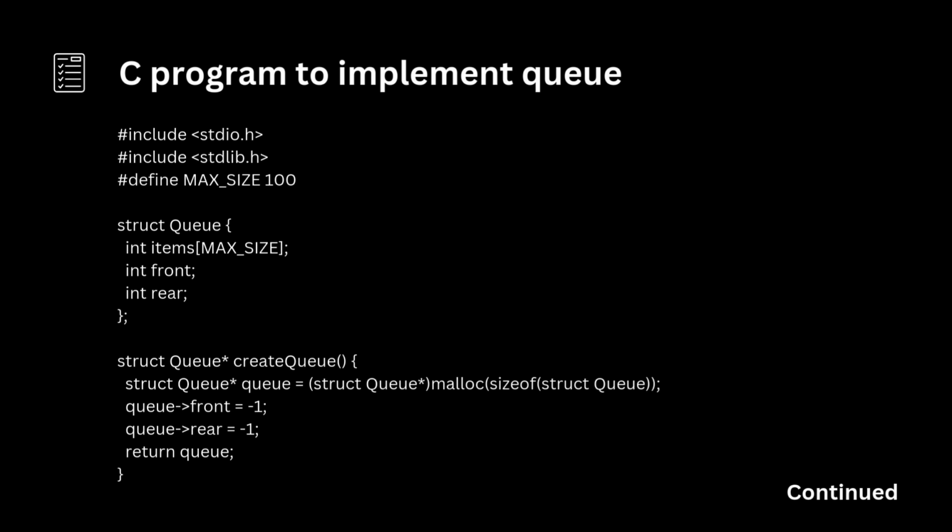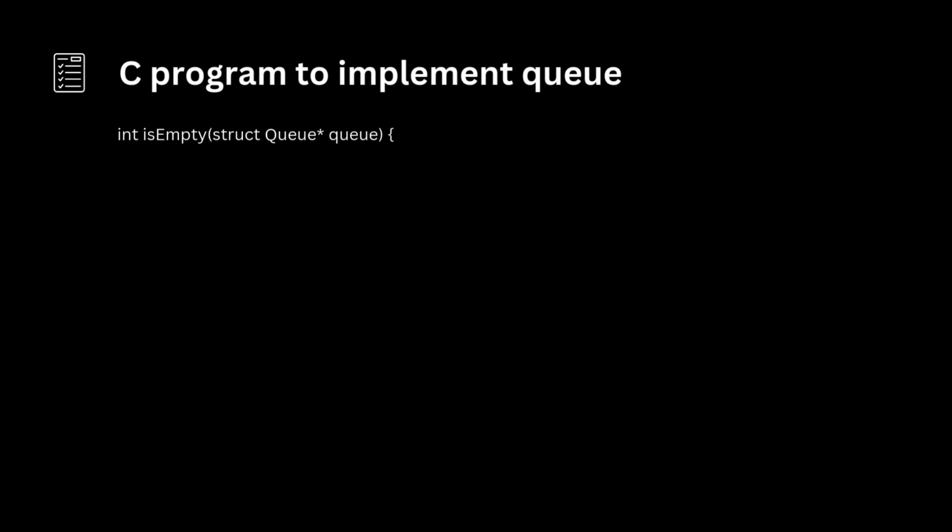Function to check if the queue is empty. This condition checks if the rear index of the queue is -1, which indicates that the queue is empty. If the queue is empty, the function returns 1, indicating true, or yes. If the queue is not empty, the function returns 0, indicating false, or no. Function to check if the queue is full.